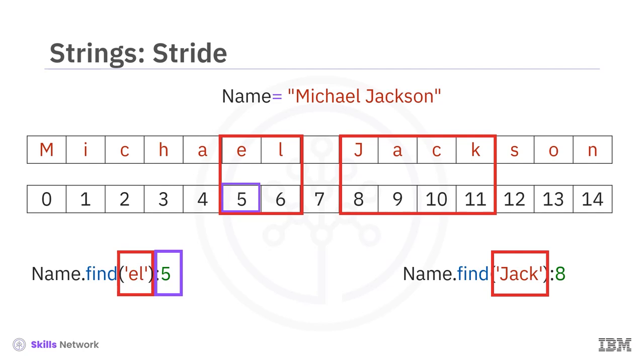If the substring is not in the string, the output is -1. Check the labs for more examples.